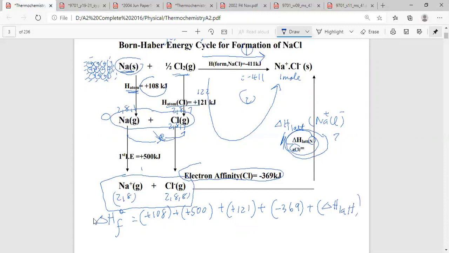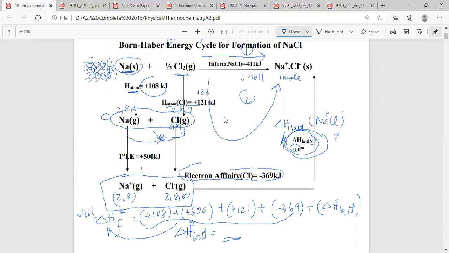So now this is equals to what? It's equals to minus 411. So you add all this further up, and you bring this thing over here, and you find the answer will give you the heat of lattice energy. Okay, understand? Now this is using the cycle method.